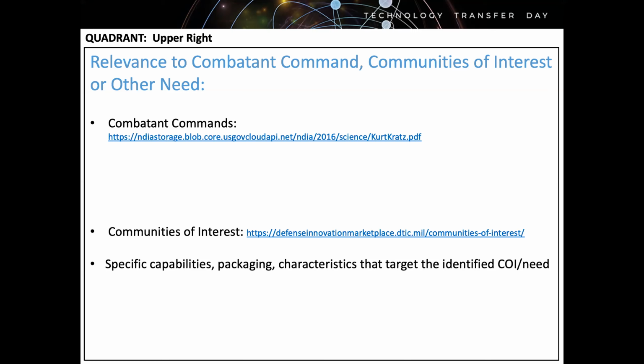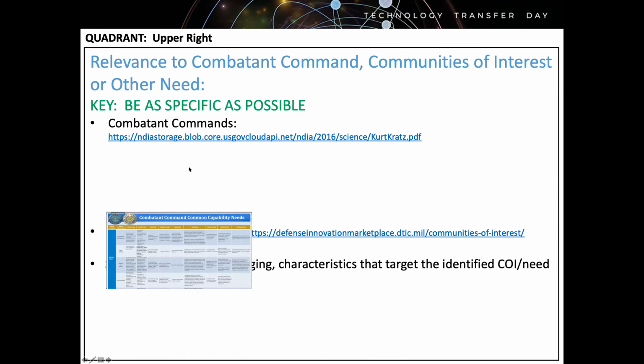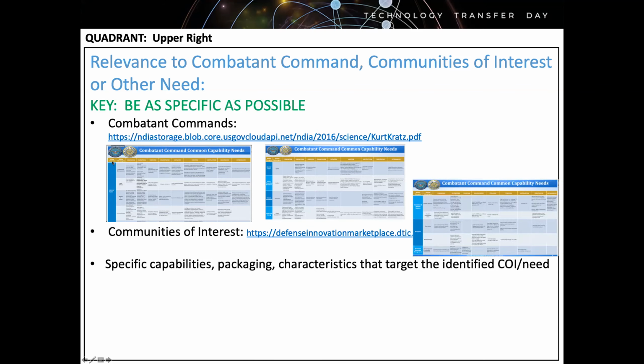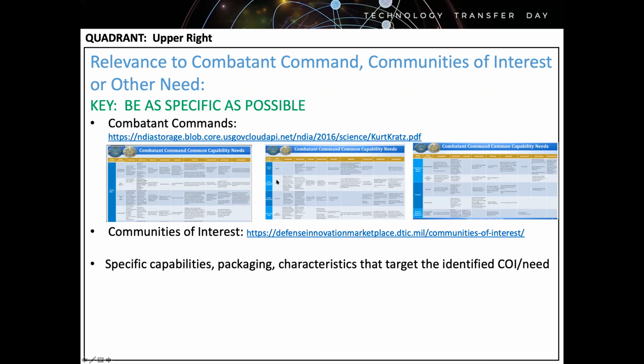So the combatant commands, I've provided a link to a PDF. At the back of that PDF, you have several different charts that show on the left side different technology categories, and across the top different combatant commands. Of course, here in the deltas of those things are the specific areas that those combatant commands have an interest in. This is a good place to start.